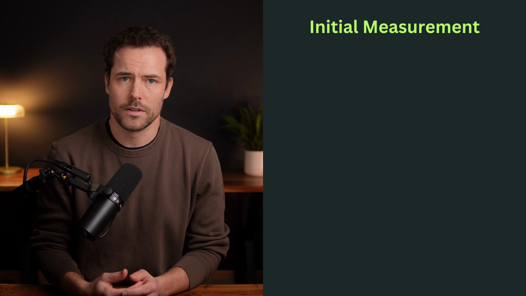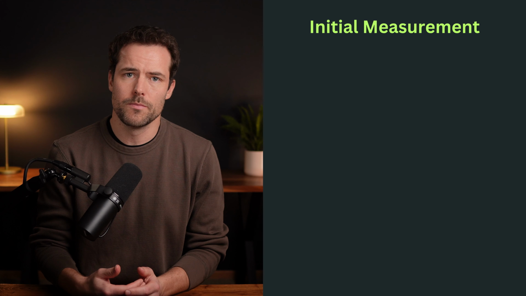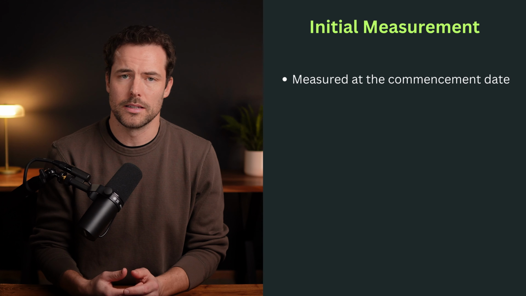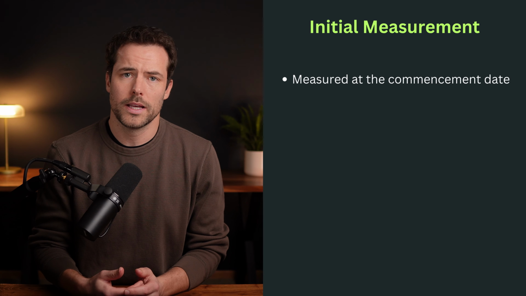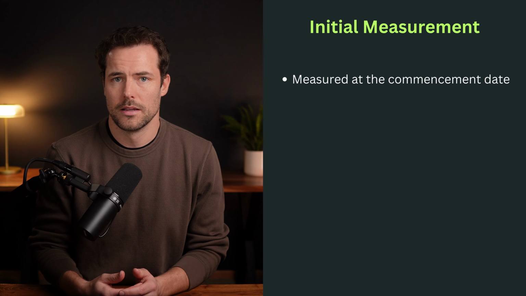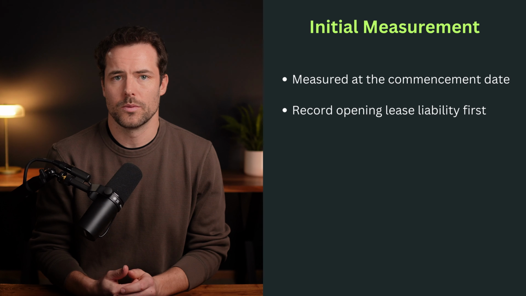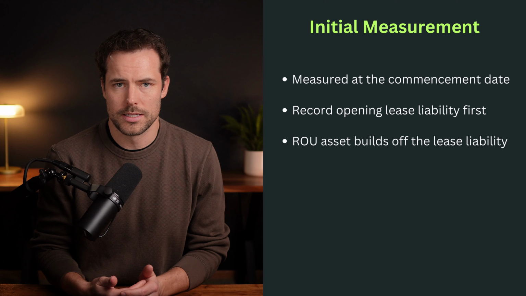Before we dive into the detailed calculations, let's start at a high level. That helps set the stage and highlight a few definitions we need to be comfortable with before we calculate anything. First, we measure and record the lease on the commencement date, which, as we discussed, is the date the lessor makes the asset available for our use. The goal at that point is to record the opening ROU asset and liability balances, and the easiest way to do that is to start with the liability, because the ROU asset we record will include several components, and one of those is the lease liability itself.